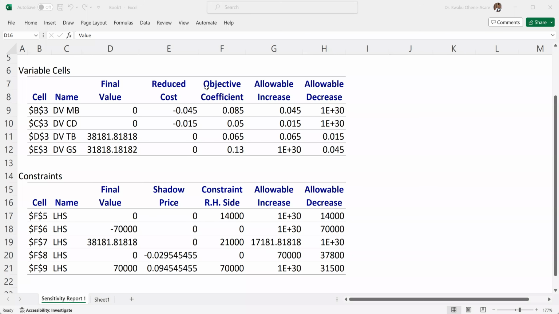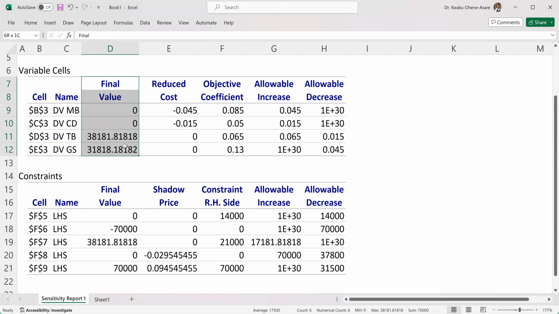And the answer is to find the final value of the variable cells. And the answer is to invest. Amma has to invest $38,182.81 into the treasury bills, and $31,808.18 into the gross stock fund. That's it. You don't have to indicate how much you invest in municipal bonds or treasury, because that is not the key. You're only talking about what Amma should do.